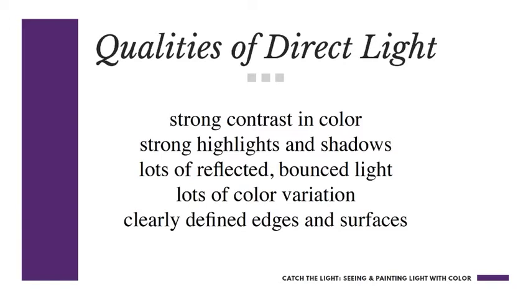If the light source is high in the sky, the light is going to beam down, and any other surfaces that are around are going to reflect some of that light back and then around the subject area. There will be lots of color variation. Because of the reflected, bounced light, you will have colors that are impacted by all of the surrounding colors. There'll be clearly defined edges and surfaces because of the strong, raking light.